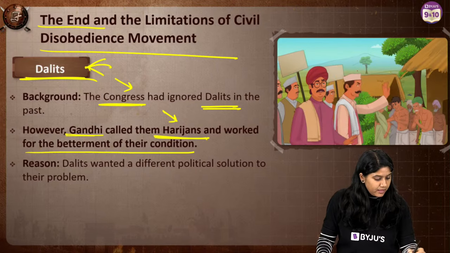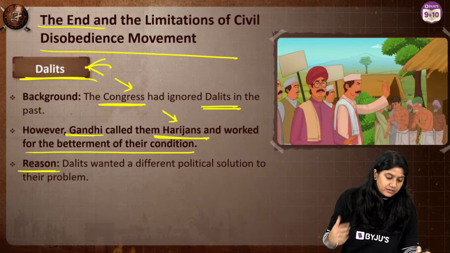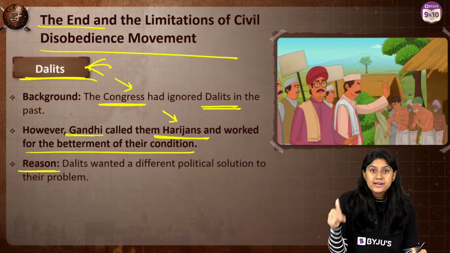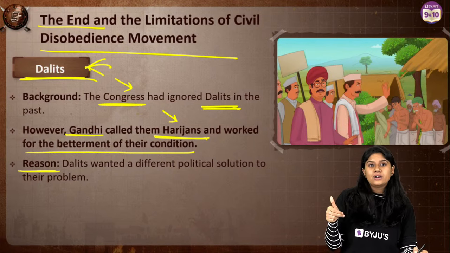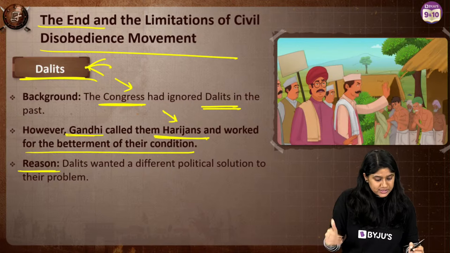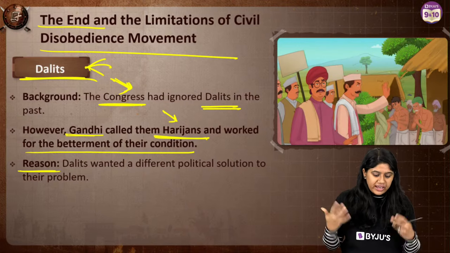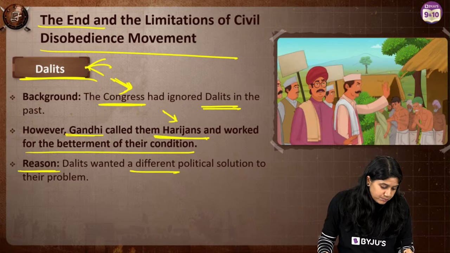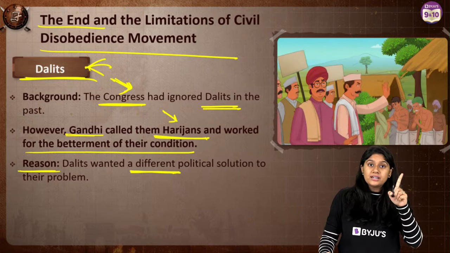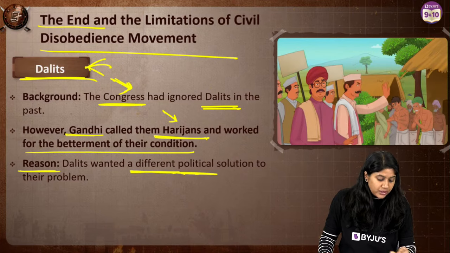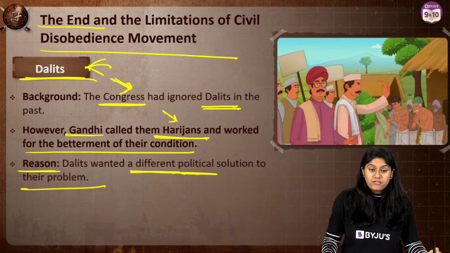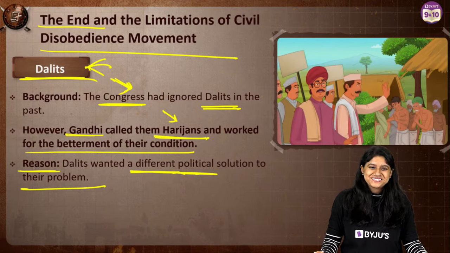Yes. What are the reasons behind it, everyone? The reason why the Dalits never participated with their full heart in the civil disobedience movement was that, first of course, the Congress never gave them importance. So they felt that they were being ignored, right? And the Harijans wanted a different political party so that they could have their own solutions for it. Everyone, are we clear up to here?